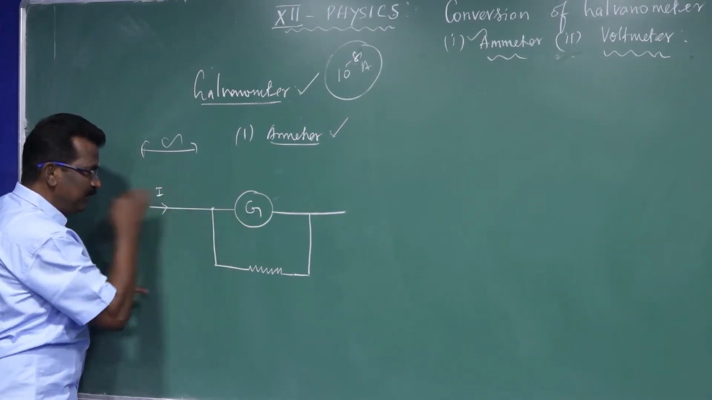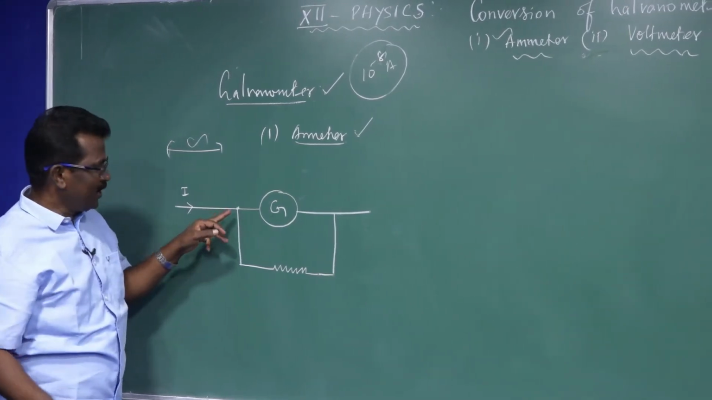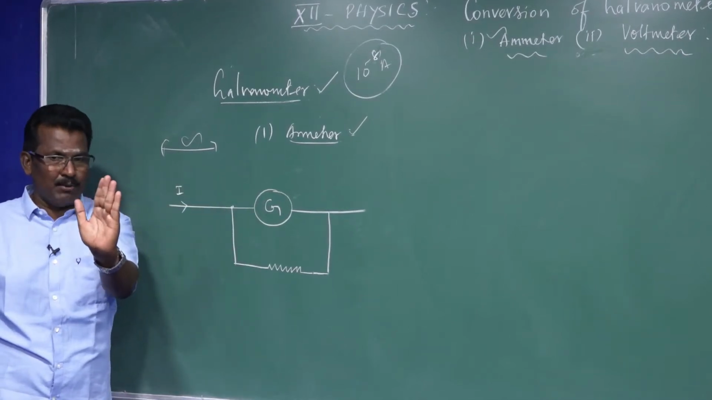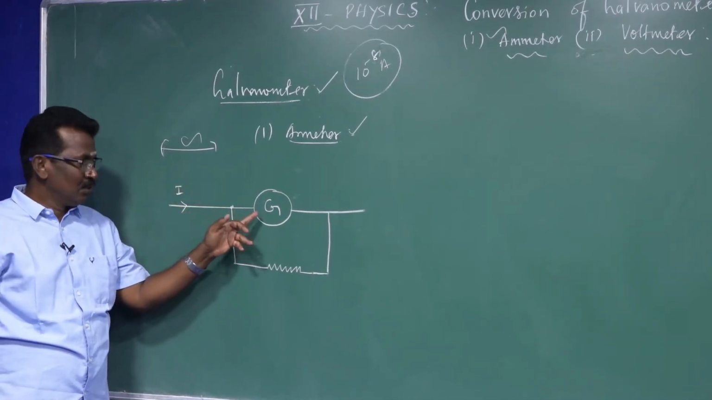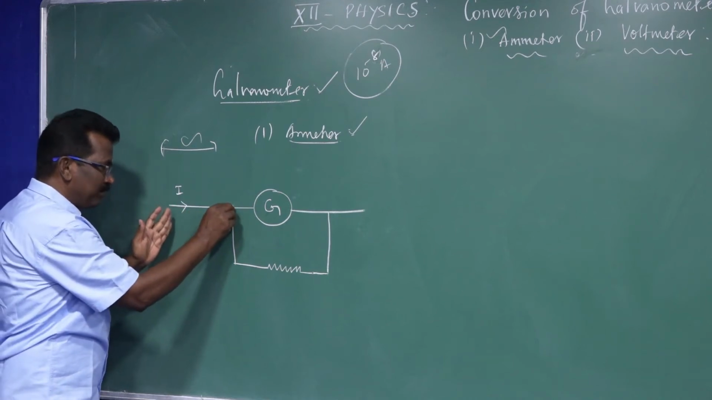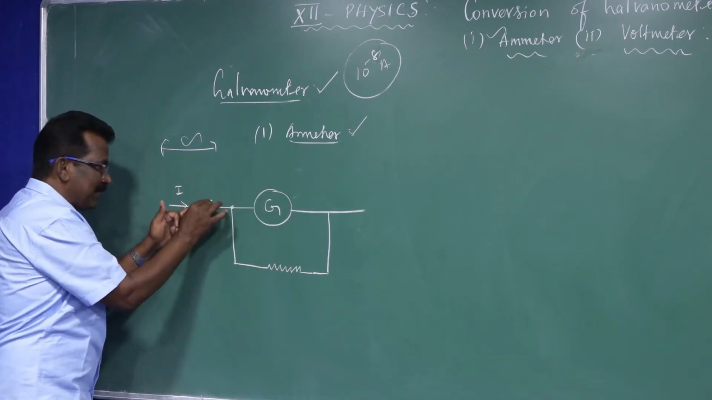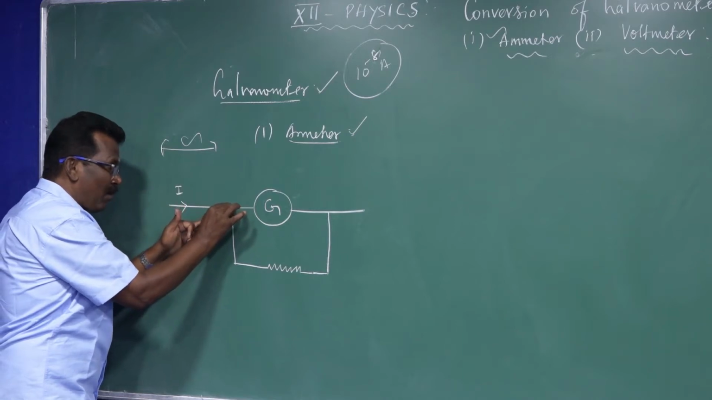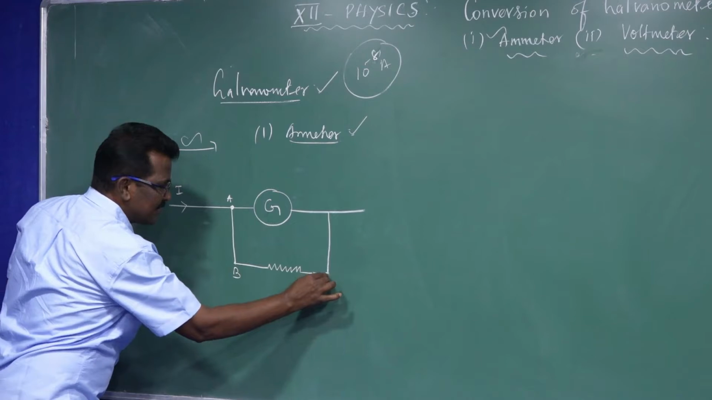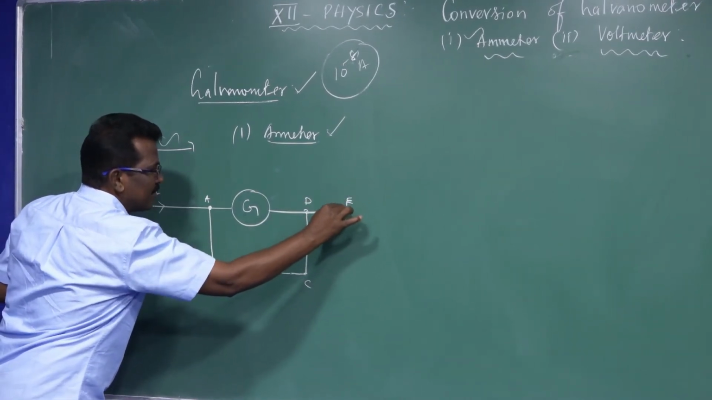This is the junction. We have already studied Kirchhoff's first law. According to Kirchhoff's first law, the current flowing into the junction is equal to the current flowing away from it. The total current at the junction is always equal to 0. So the same amount of current that flows in can be divided. Suppose this is the point A, this is B, this is C, this is D, this is E.